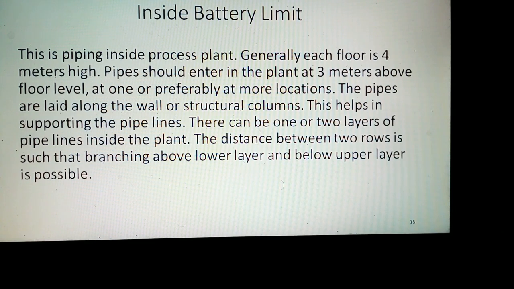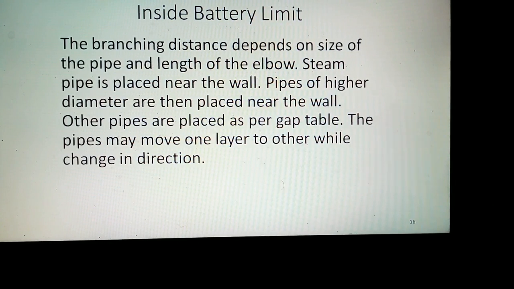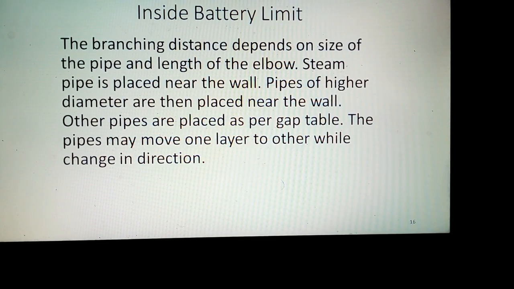There can be 1 or 2 layers of pipe lines inside the plant. The distance between two rows is such that branching above lower layer and below upper layer is possible. The branching distance depends on size of the pipe and length of the elbow.